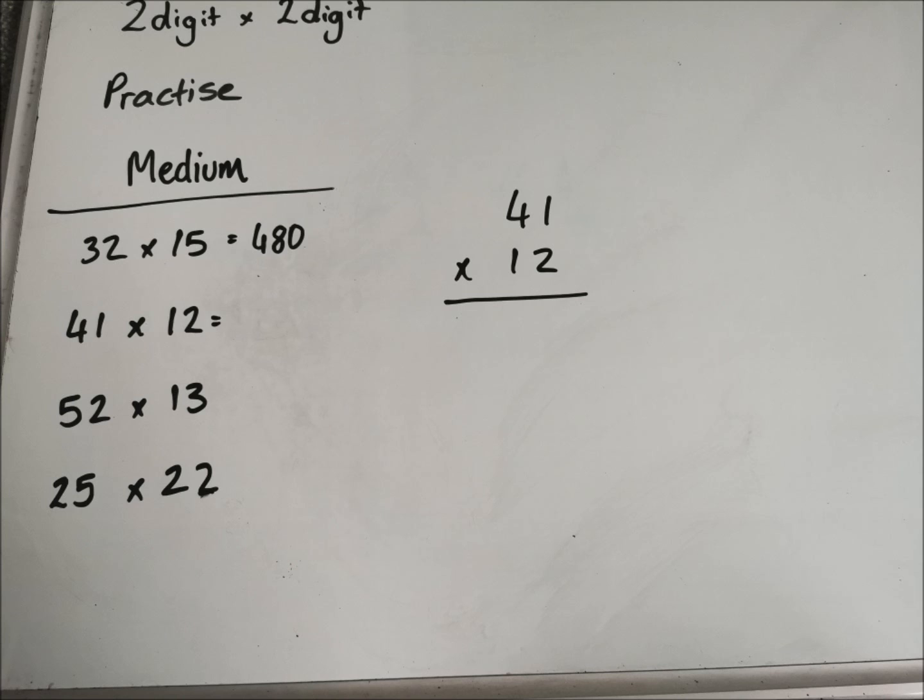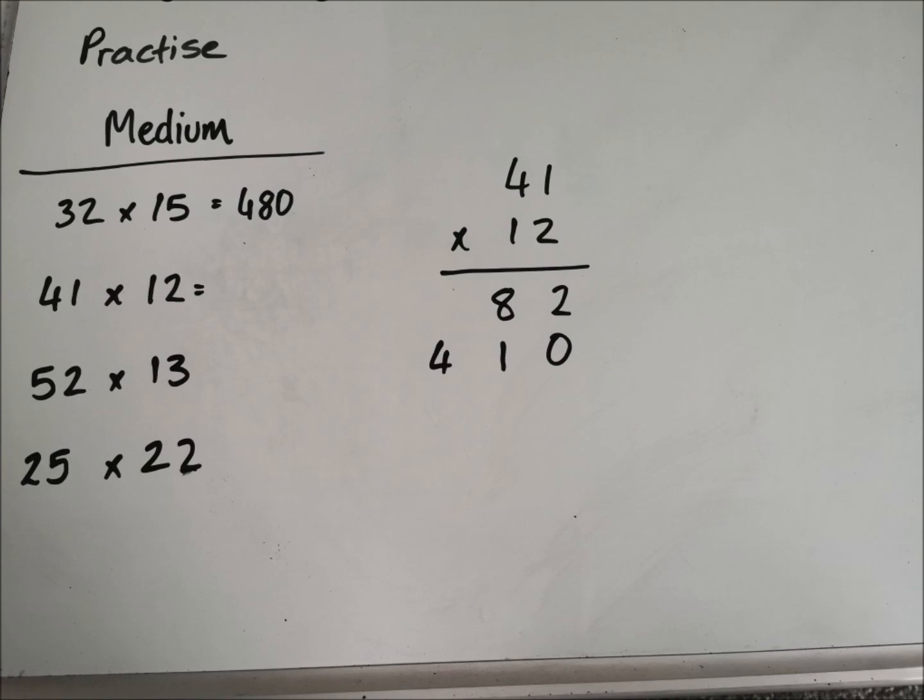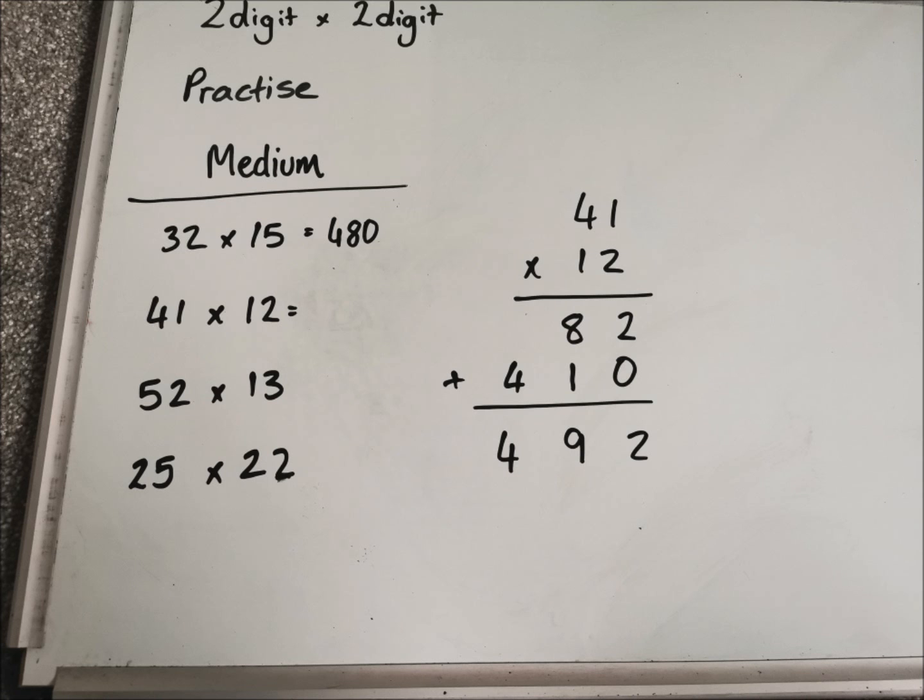Next question was 41 multiplied by 12. So again, setting it out nice and beautifully like that. We are then going to have a look at the first line of the answer. So the first line of the answer should have been 82. The second line of the answer should have been 410. And when we add those two together, we should have got 492.